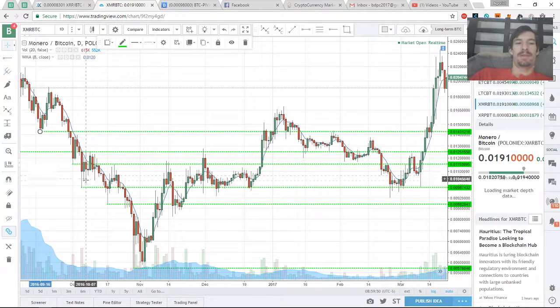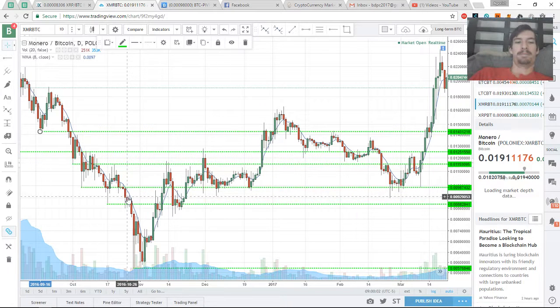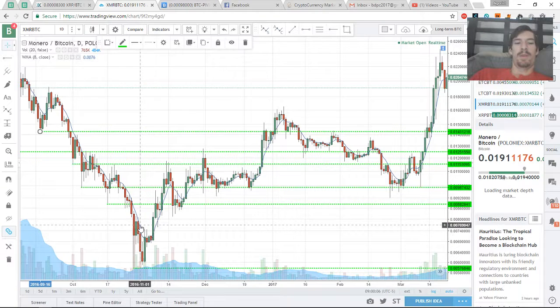and it just becomes resistance. When it breaks down, breaks back up, hits that line, goes back down. Tests the support line again, goes back up, and then down through the support line. Tests it again, and all the way back down here to the bottom.